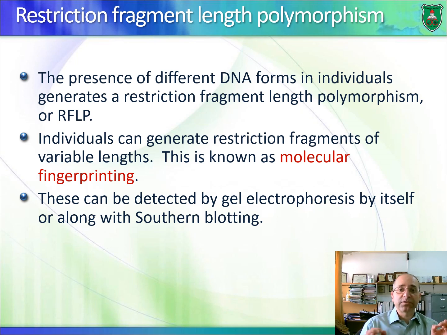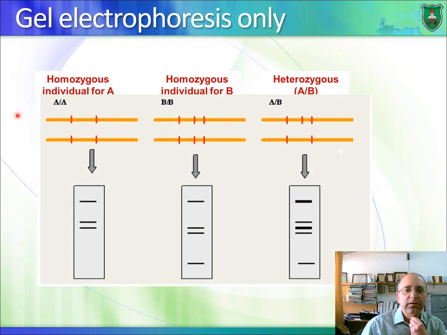Identical twins, of course. They have the exact same DNA, so they would generate fragments of exactly the same length, by the way. There are exceptions, of course. Don't worry about it. Okay, so let's look at this example right here. So we have 3 individuals.